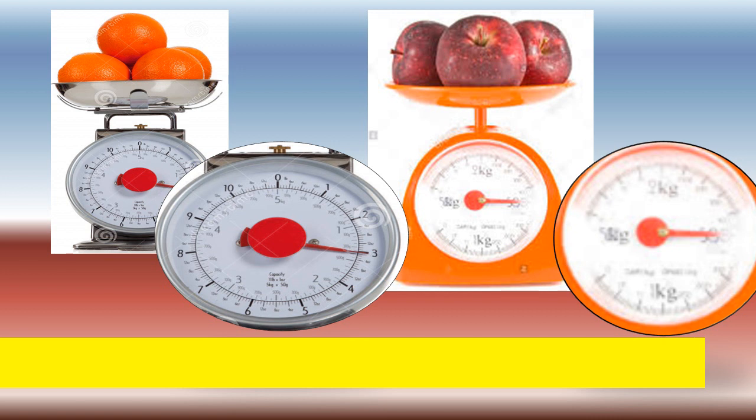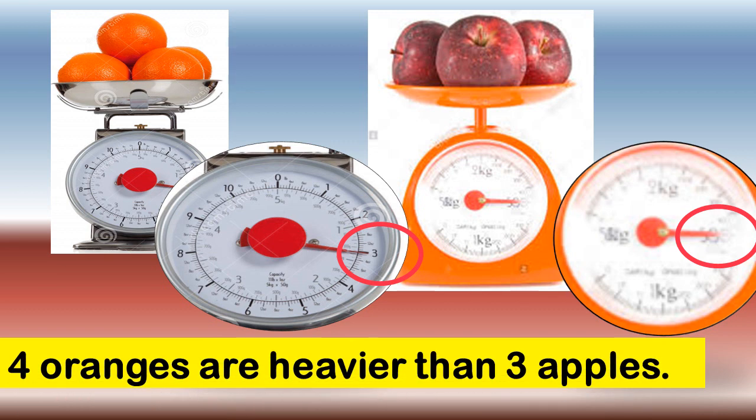How about the weight of these oranges compared to the weight of these apples? These oranges weigh 3 kilograms, while these apples weigh 500 grams. We can say that 4 oranges are heavier than 3 apples.